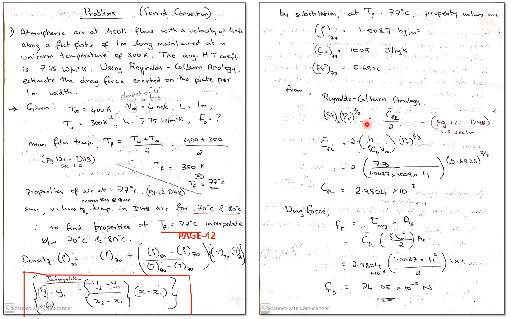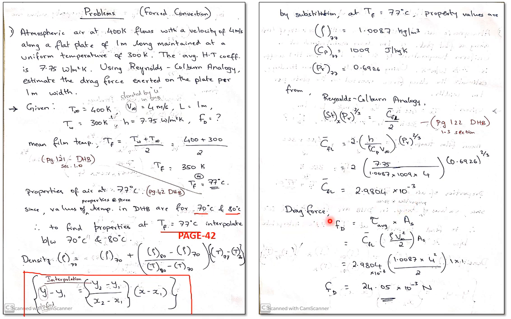Now, once you rearrange the formula, you will get this value. Just substitute the values of H, rho, Cp and V infinity. The Prandtl number here we found from the data handbook. Once you substitute, you will get CFL.